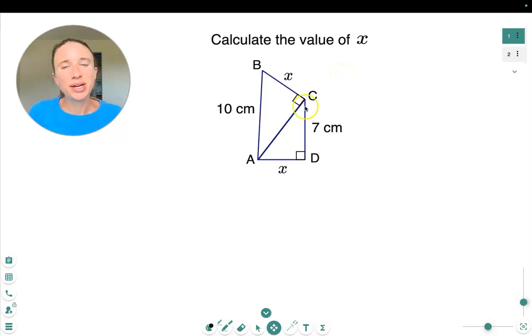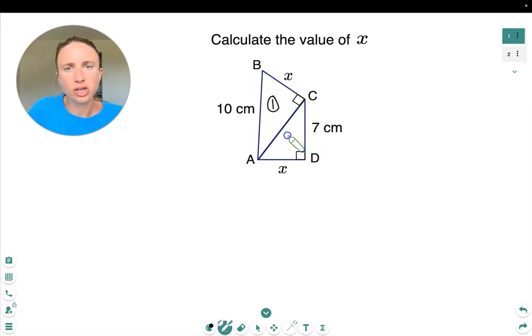Hello, in this video we are going to look at an application of Pythagoras Theorem. As you can see, we've got two right angled triangles joined to each other, and there's this unknown side x in each triangle. Let's call this triangle 1 and this triangle 2. Let's check out triangle 1.